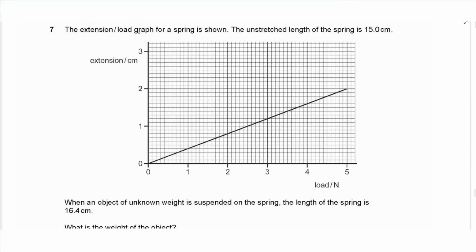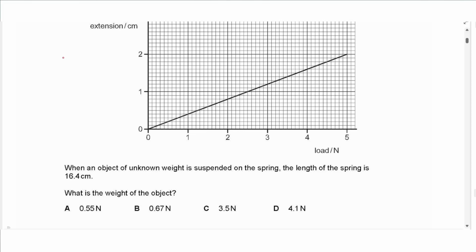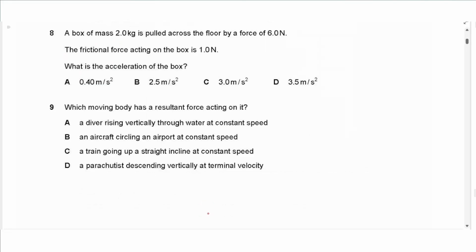Question 7 says the extension-load graph for a spring is shown. The unstretched length of the spring is 15 centimeters. When an object of unknown weight is suspended from the spring, the length of the spring is 16.4 centimeters. What is the weight of the object? So we need to get the extension first. The extension is equal to the new length minus the original length, which was 15. That would give an answer of 1.4 centimeters. So we use that on the y-axis to get the load. So here's the 1.4 and we go to the graph and see what that gives on the x-axis. That gives an answer of 3.5 newtons. So we choose C.